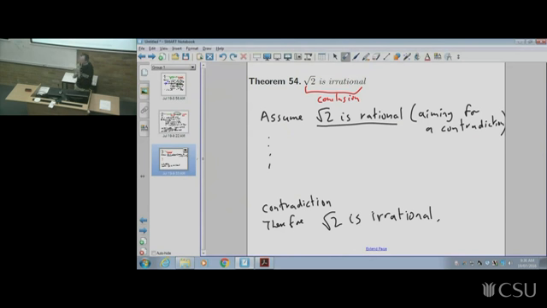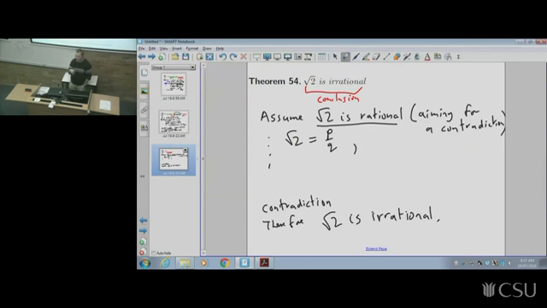Okay, so let's just go through it. In order to try to get the contradiction, we've got to play around with it. We're assuming root 2 is rational. Let's write down what that means. That means root 2 can be written as a fraction, P on Q, for example. We don't know what they are, but that's what it means to be rational: written as a fraction.